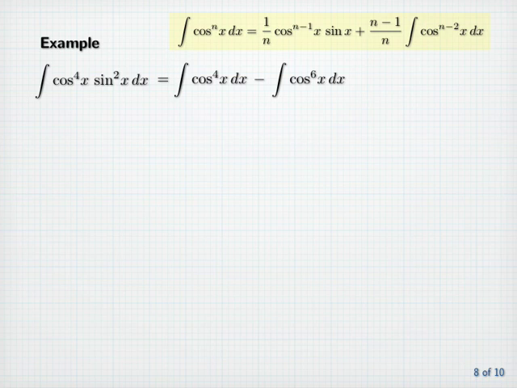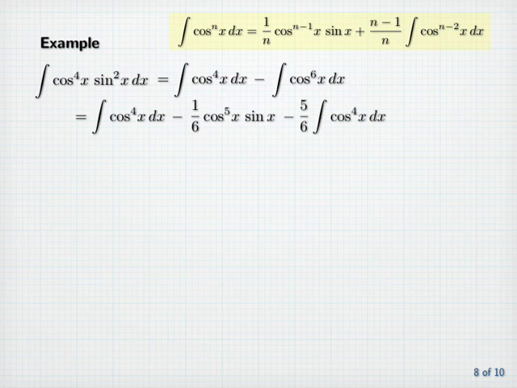Now let's apply the reduction formula to the integral with the highest power. We'll leave the first integral alone for now, and applying the formula to the second term, we have minus 1/6 cosine to the 5th x times sine x plus 5 over 6 times the integral of cosine to the 4th x dx. Now let's combine those two integrals.